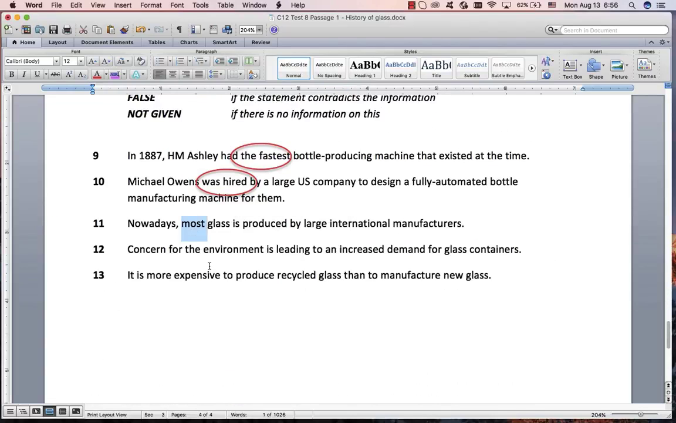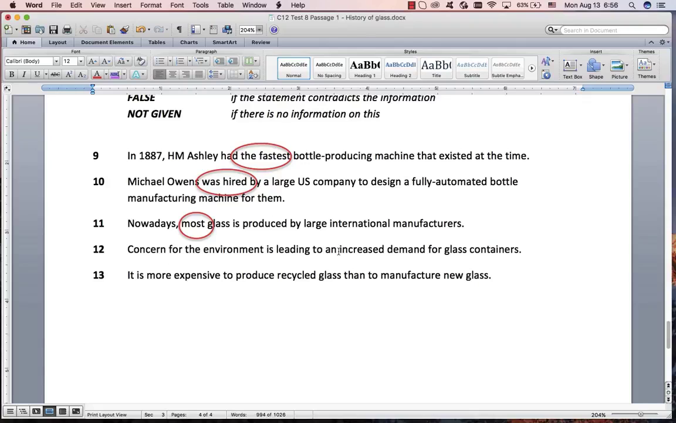IELTS, in true, false, not given, IELTS loves to focus on this word. Most, because most means more than 50%, and they always compare it with many and most, and test that students know the difference between many and most. So that is definitely our circle word.